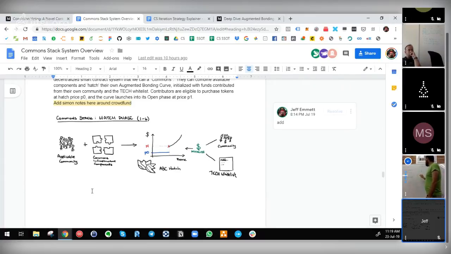The initial price is P1, and this is on the bonding curve. For the first 2 iterations, it's 30 cents. But in the hatch, you say nothing is on the bonding curve. There is no bonding curve. It's not started in the hatch phase. No, no. It's hatching.